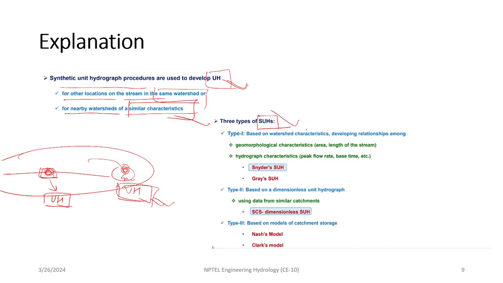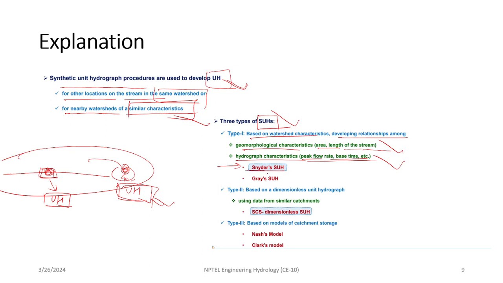Now this synthetic unit hydrograph can be derived in three major aspects. Okay, so the first one is what? If we are selecting watershed characteristics, in the sense of geomorphological characteristics, so area, length of the stream, we have the information regarding this. Then hydrograph characteristics, we also have the idea: peak flow rate, base time. I have this information with me.